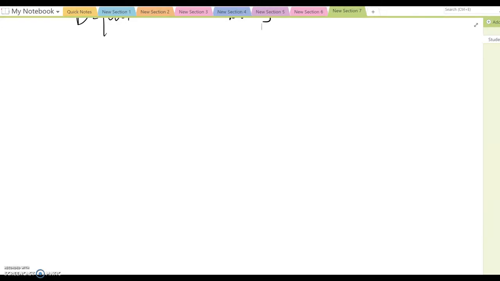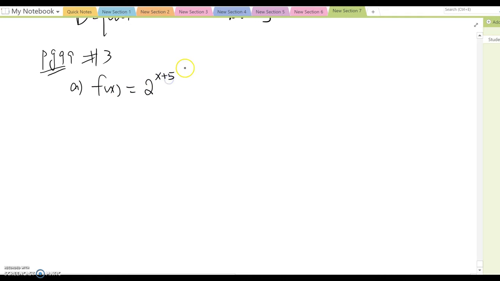Let's look at an example on page 99, number 3. We want to find all the answers for the function f(x) = 2^(x+5) + 3 here. Okay.